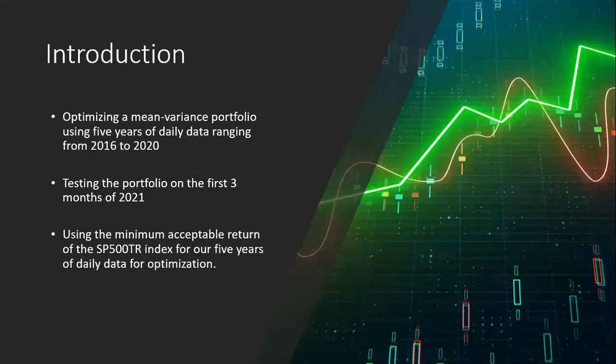Our team will be optimizing a mean variance portfolio using 5 years of daily data ranging from 2016 to 2020 for the purpose of testing the portfolio for the first 3 months of 2021. For our optimization, we use the minimum acceptable return of the SP500 TR index for our 5 years of daily data. We begin our presentation by diving into a more detailed account of our data as well as the ETL process.